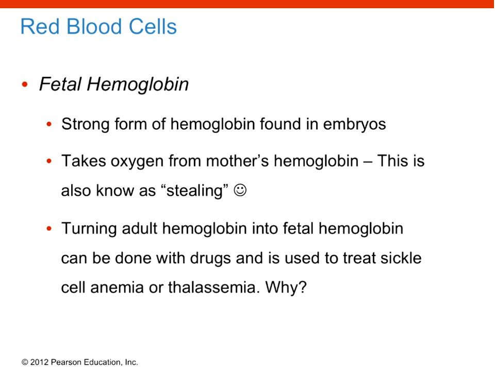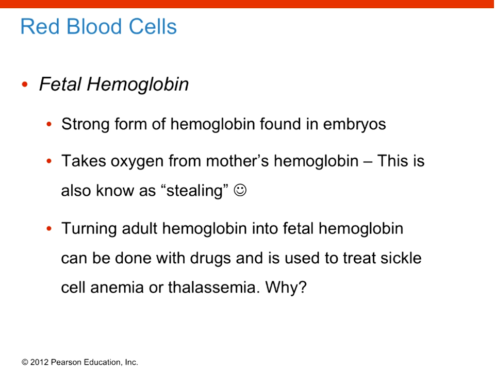And what we found is that if we can turn adult hemoglobin into fetal hemoglobin, then it can be used to treat sickle cell anemia or thalassemia. For people that have sickle cell anemia, the issue is that when their red blood cells let go of oxygen, it twists and distorts the hemoglobin molecule so that it can never pick up oxygen again.